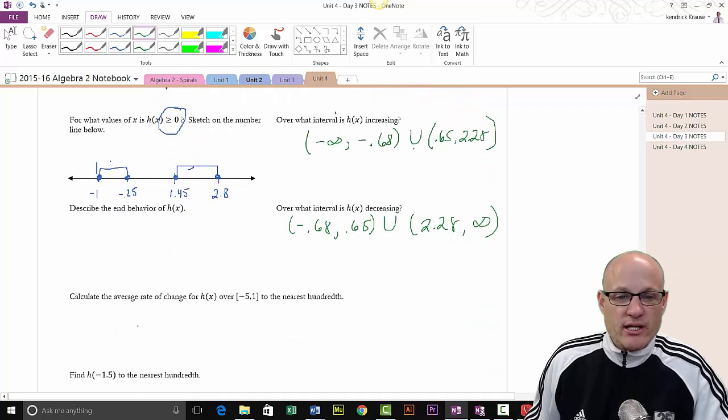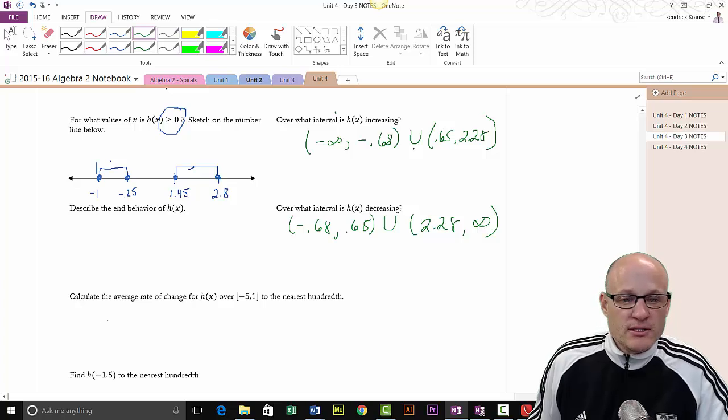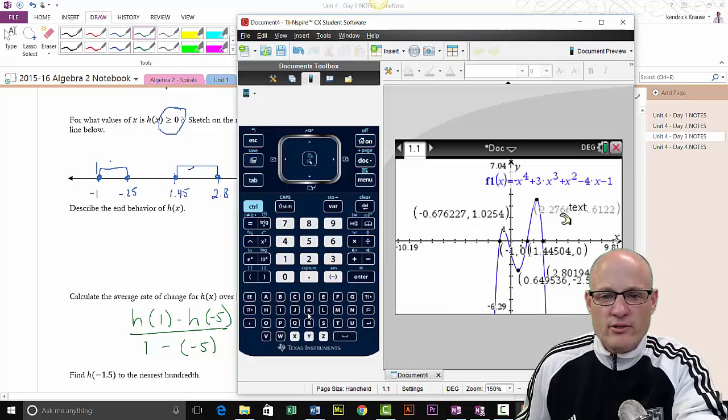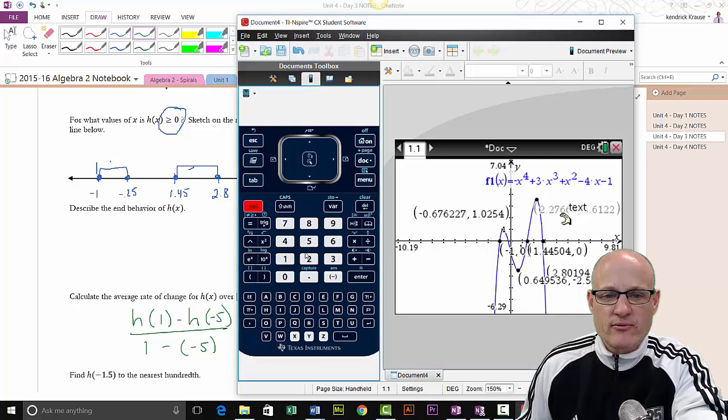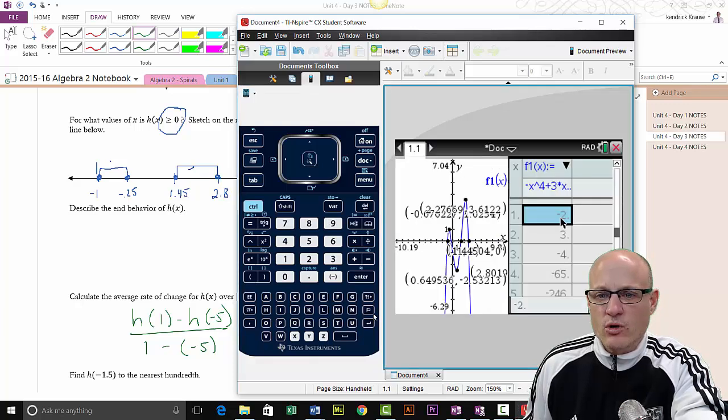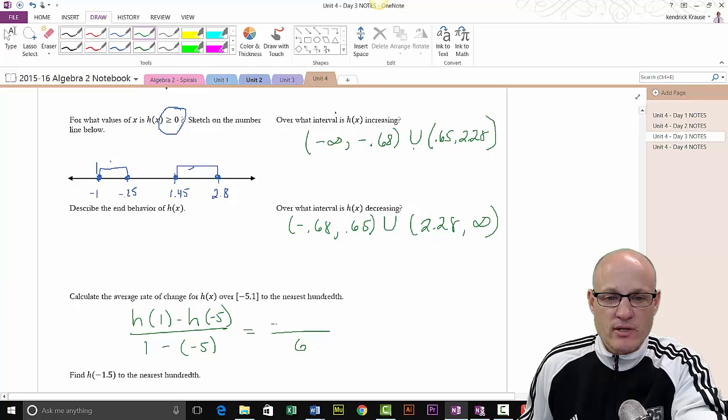Calculate the average rate of change from this. So we're going to do h of 1 minus h of negative 5 all over 1 minus negative 5. Well, the denominator is 6. H of 1, do I even know h of 1? I don't think I can figure out h of 1. Let's go to the table. H of 1 is negative 2. That's not bad.